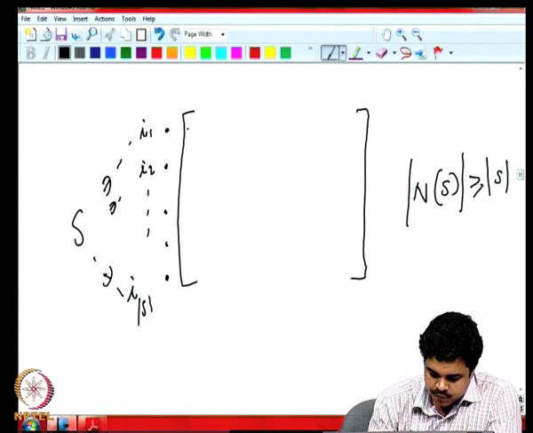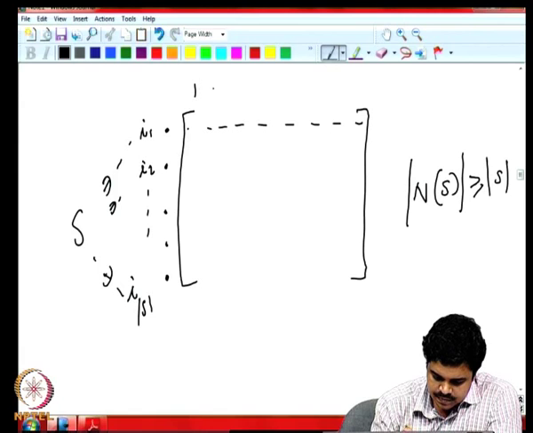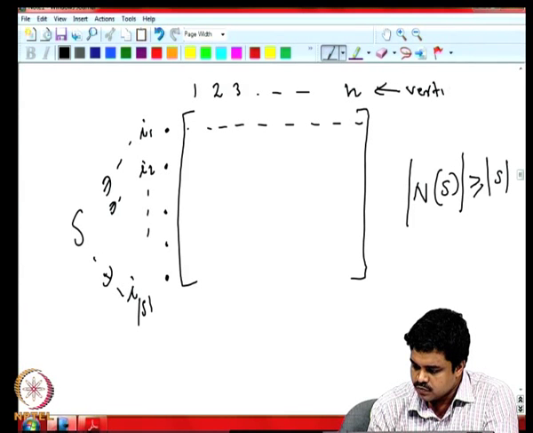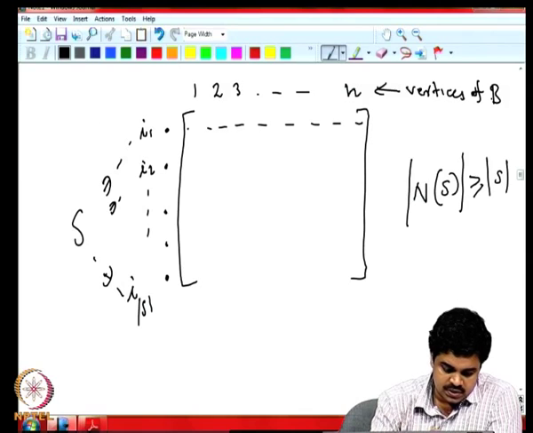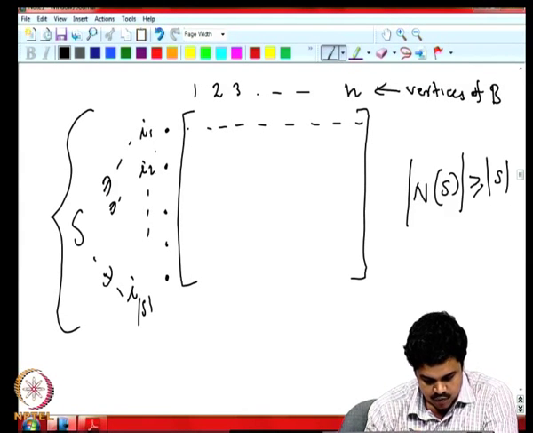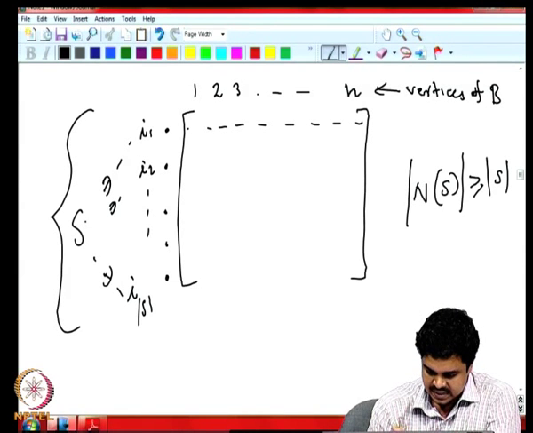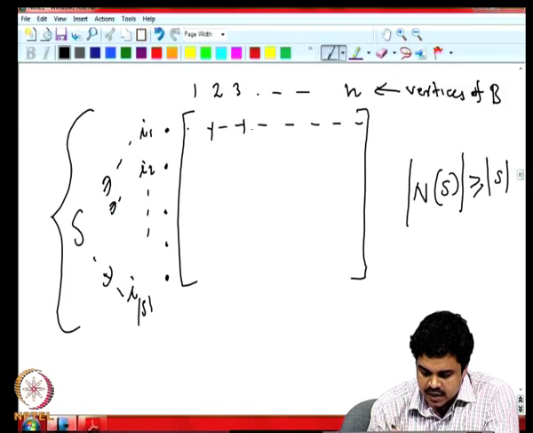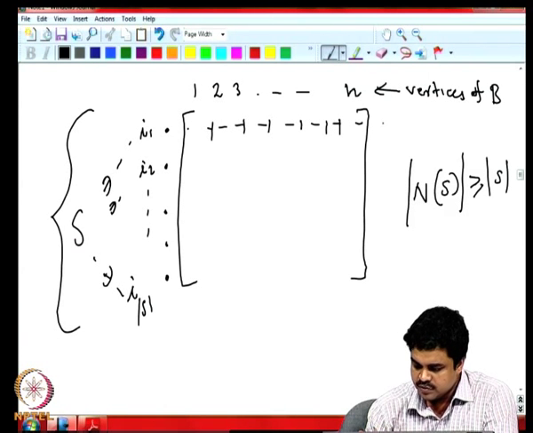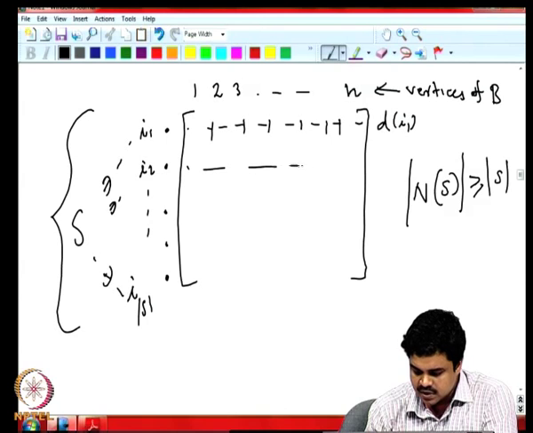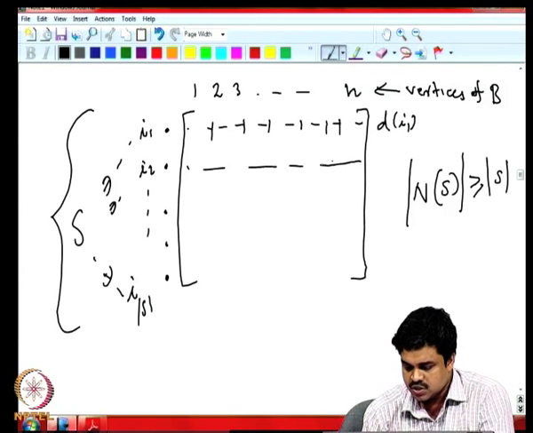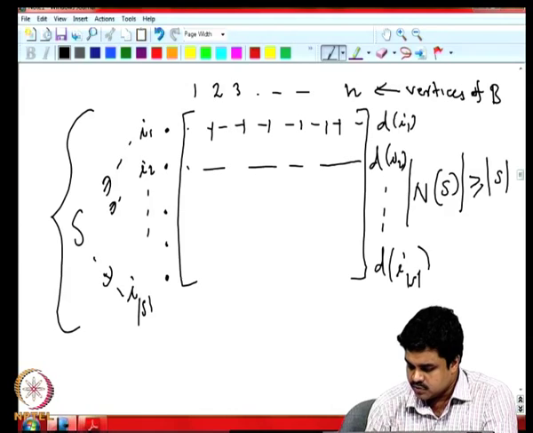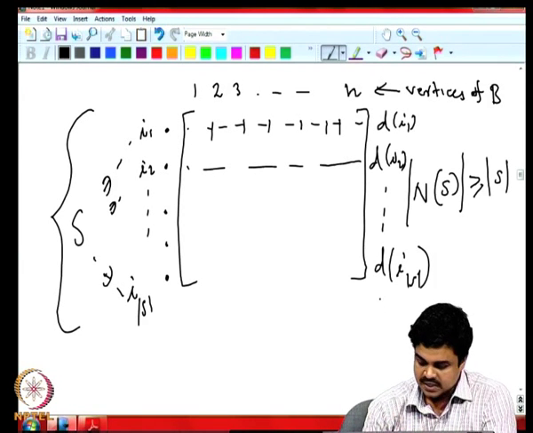And of course, if you scan this row, the columns are again 1, 2, 3 up to n, the vertices of B. These are just selected rows, the vertices of the A side which are in S. Now, we create a submatrix of that, so we selected a few rows, that is all. Now, we can scan again for the ones in the first row. What will you say? This will be the degree of i1, right. Similarly, here if I scan through and count the number of ones, I get the degree of i2, and here I will get the degree of i cardinality of S, because we get the degree of each vertex in the set S.